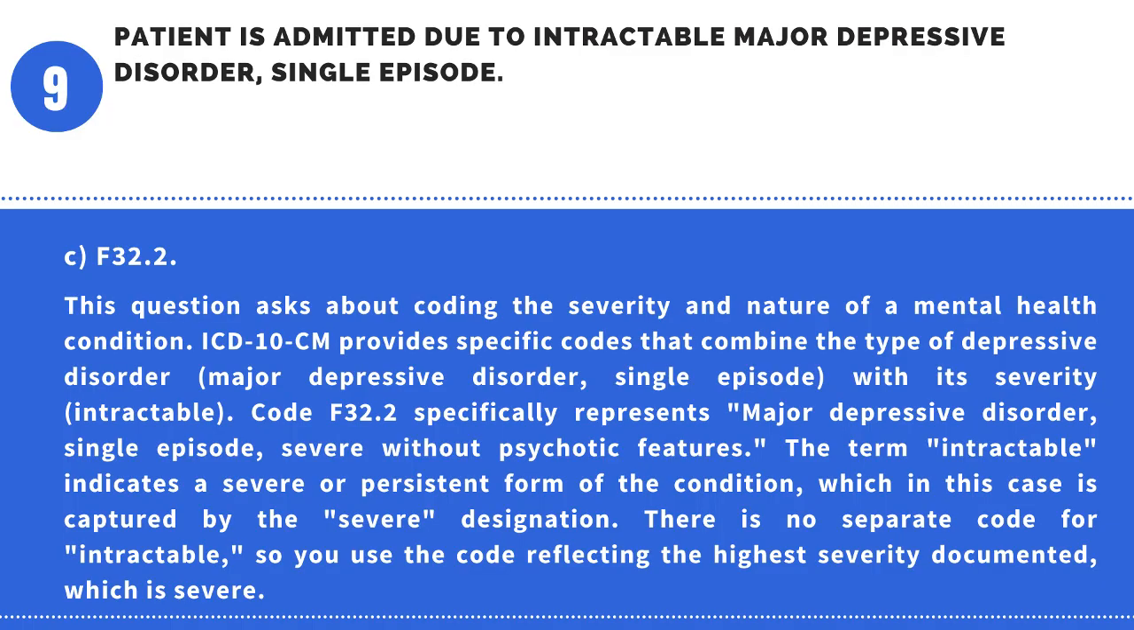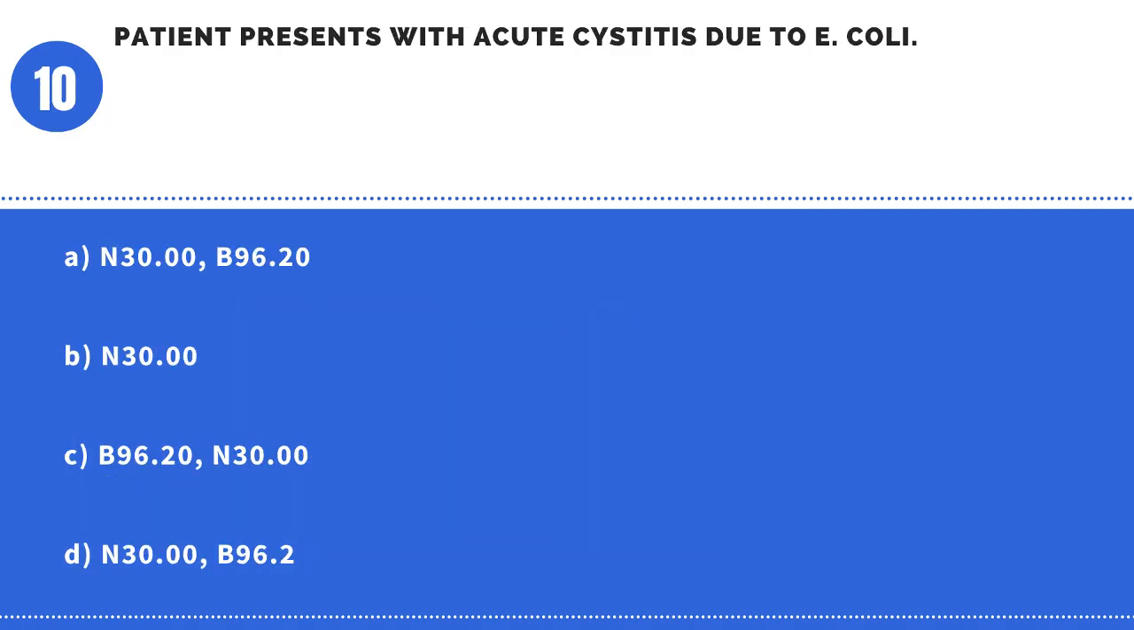Question 10. Patient presents with acute cystitis due to E. coli. A. N30.00, B96.20. B. N30.00. C. B96.20, N30.00. D. N30.00, B96.2.